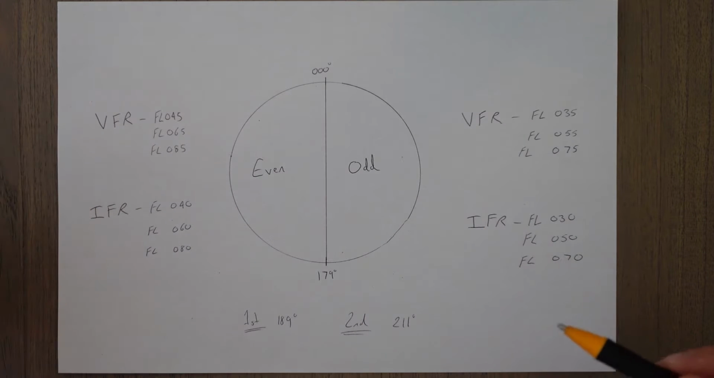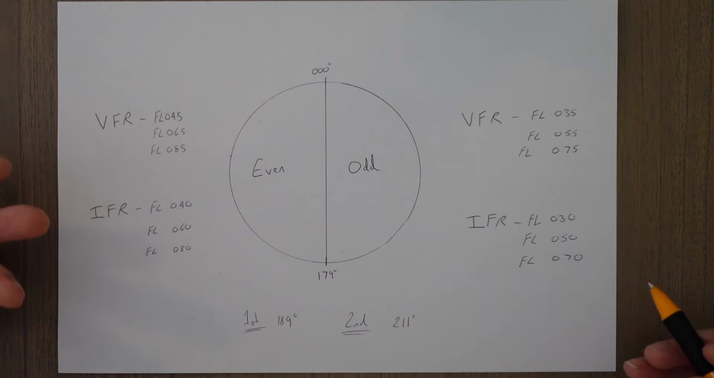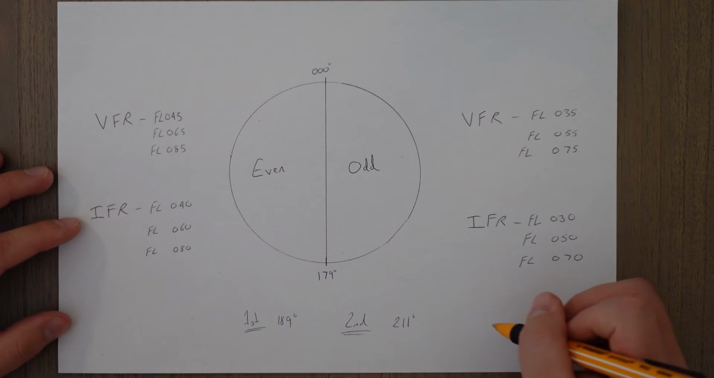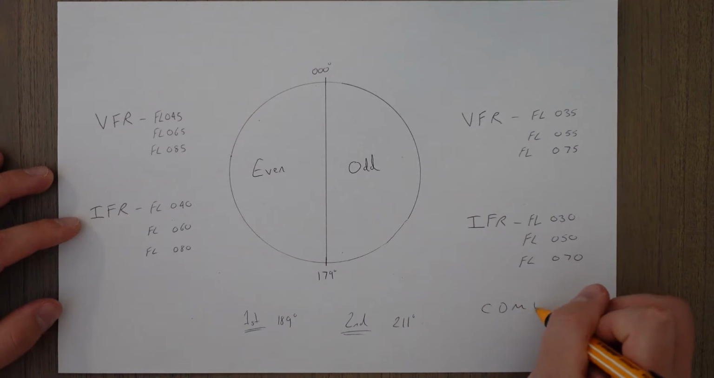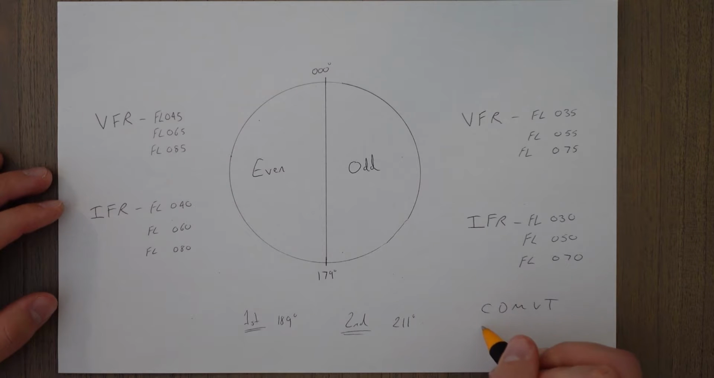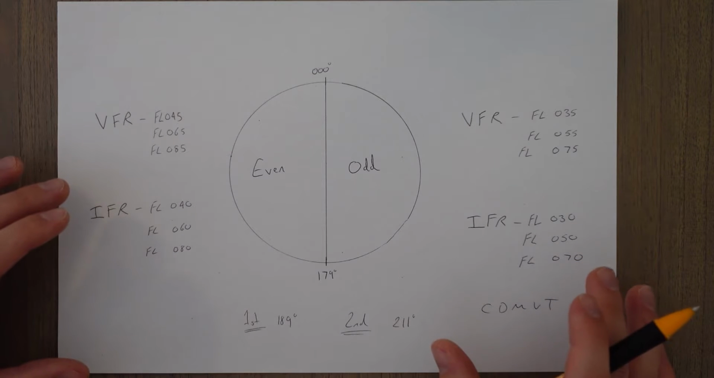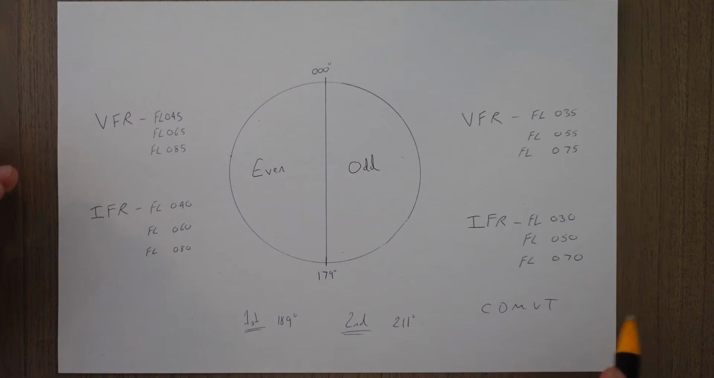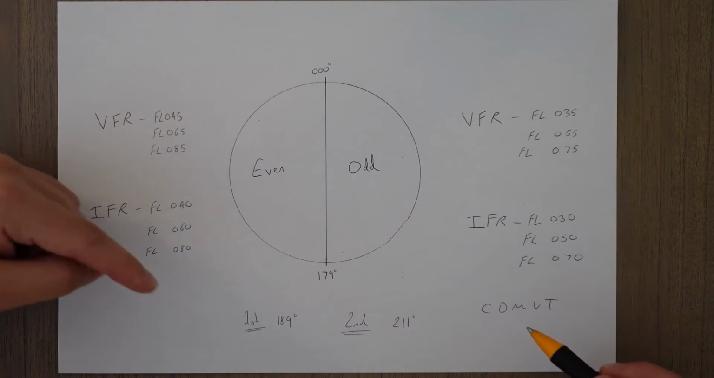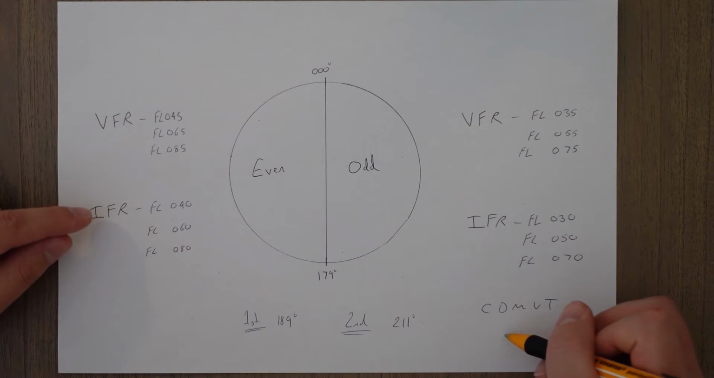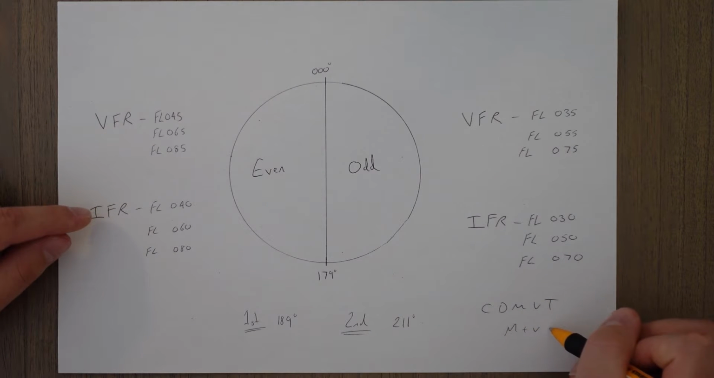So to convert, we can use a very easy formula. CDMVT, so compass direction plus deviation equals magnetic plus variation equals true. If you don't know what that is, go and watch my GNAV video on direction, which I'll link below. So magnetic plus variation equals true.